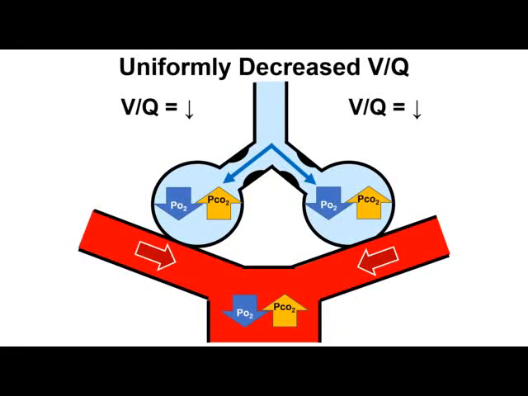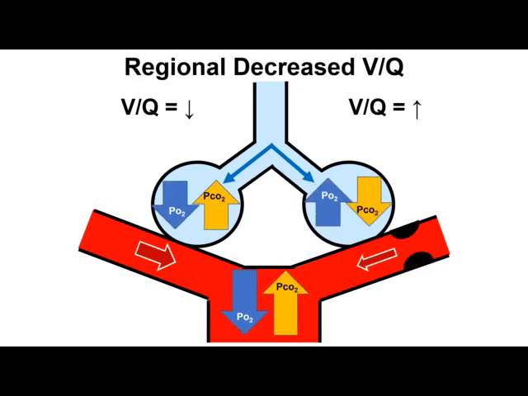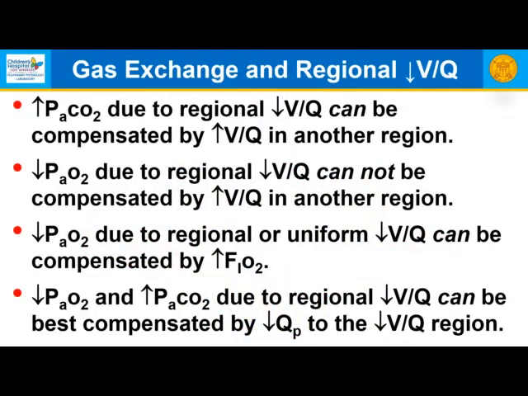So uniformly decreased ventilation, you can see these are actually pretty good. But with regional decreases, the oxygen is much lower and the PCO2 is higher. Gas exchange and regionally decreased VQ.